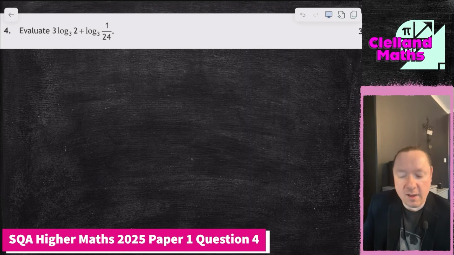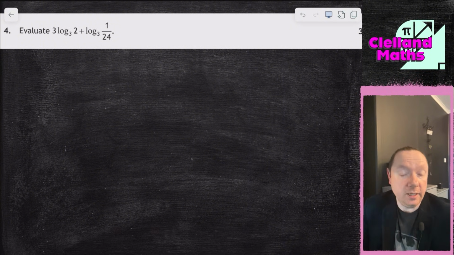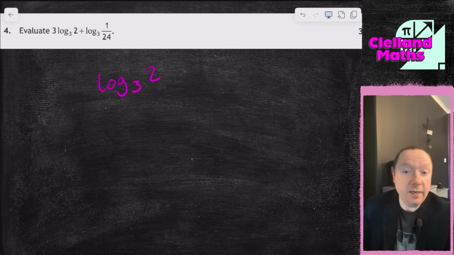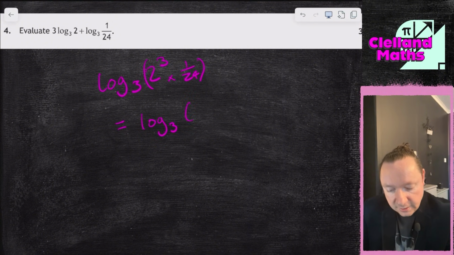SQA Higher Maths 2025, Paper 1, Question 4. 3 log base 3 2 plus log base 3 1 over 24. Rules of logs, log base 3 2, and then the 3 can come up as a power. Plus means times, so that's times 1/24 to get it as 1 log. So that's it as 1 log. Simplify that, that's 8 times a 24th. That's a third when you simplify the fraction.